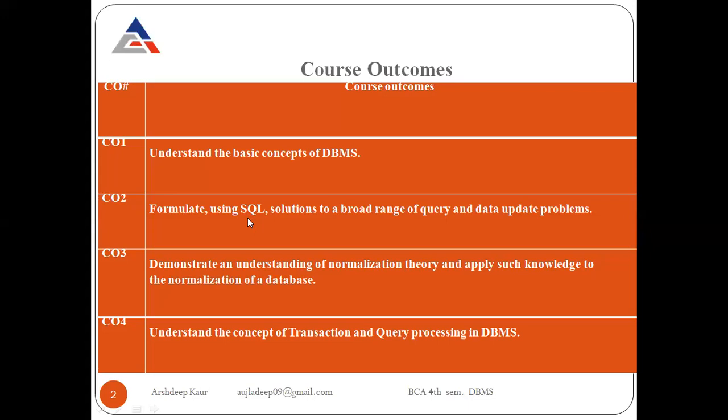So all we will discuss about normalization in the CO3, that is course outcome 3. Next, we have a course outcome 4. This is the last course outcome of the DBMS. In this, we have to study and understand the concept of transactions and query processing in DBMS.